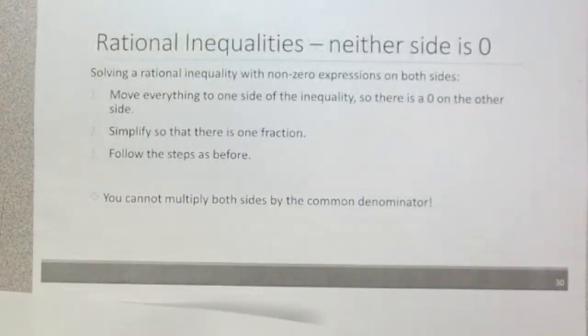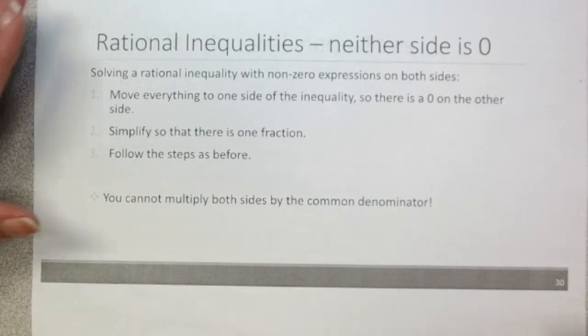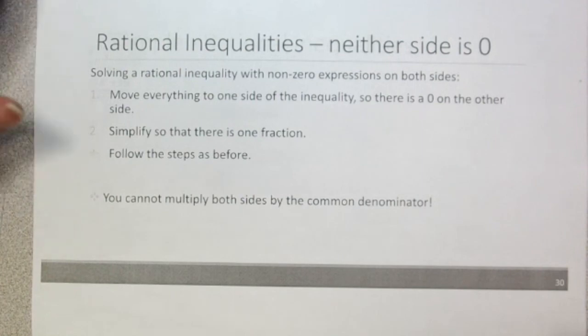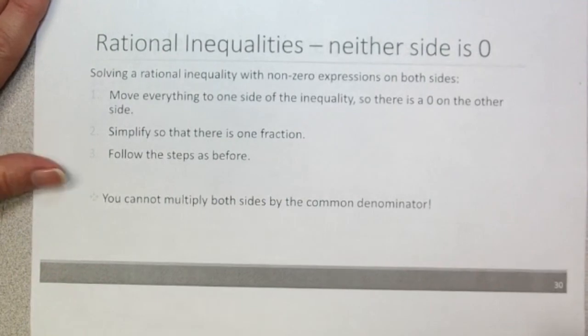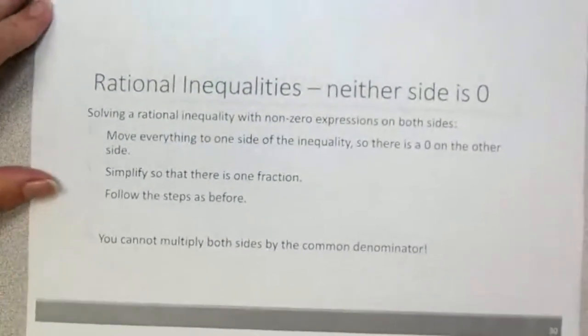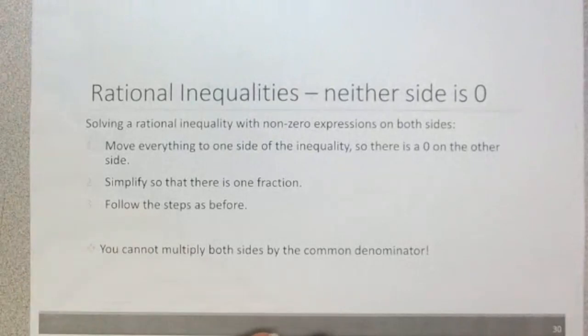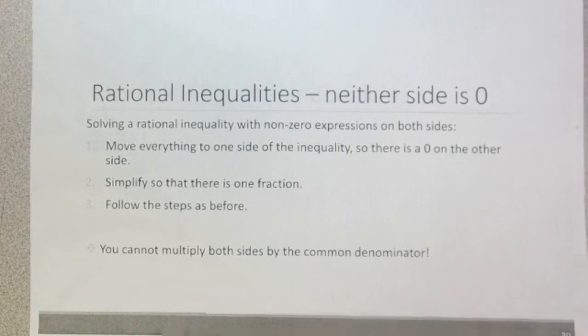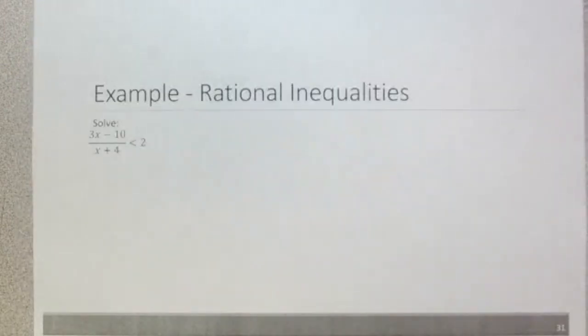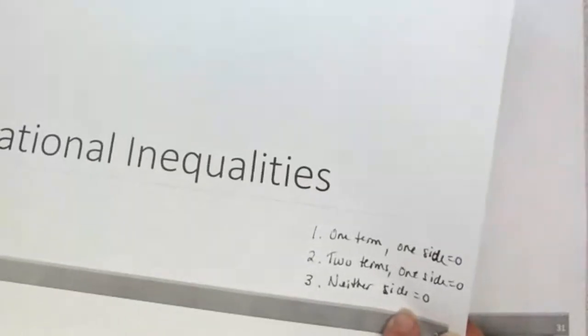What happens when we have an inequality where neither side is equal to 0? Well, if neither side is equal to 0, move everything over to one side, combine all the terms into one term, and then we can follow our same procedure that always works for one term with one side equal to 0. All right, let's look at one last example in this third format that we talked about in the beginning, where neither side is equal to 0.